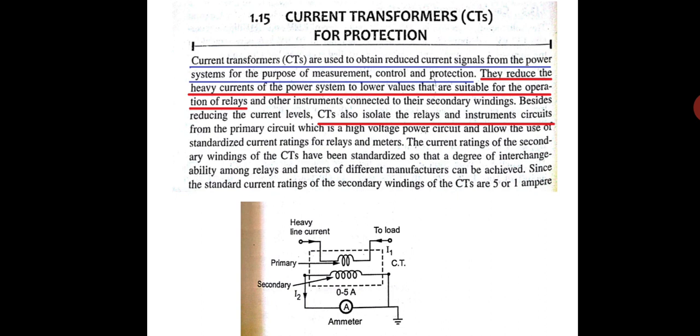In the second line, you can see they reduce the heavy currents of the power system to lower values that are suitable for operation of relays. CTs also isolate the relays and instrument circuits. Yes, a very important point here. The high voltage or high current part of the line which you want to protect gets isolated from the measuring part, from the protection part. In between there is isolation.